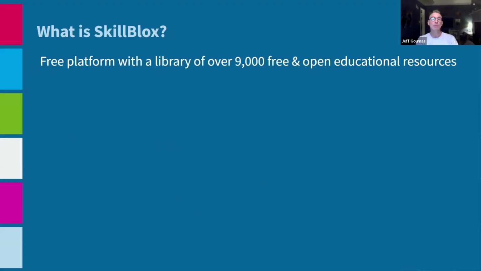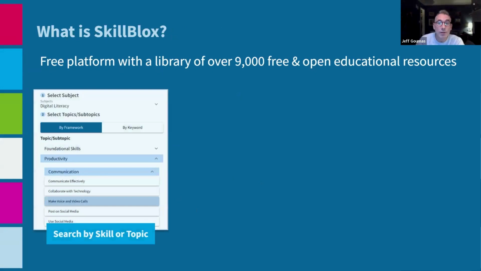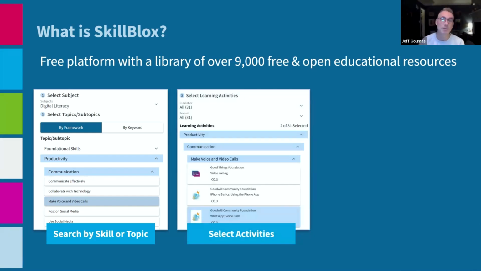As I just said, SkillBlox is a platform of over 9,000 free and open education resources. And the way you use SkillBlox, the way I built what I showed you just a moment ago, is you search by skill or topic for free resources. So topically, if you want to do something like budgeting, you can look up budget or navigate to a skill called budget within the financial literacy framework and find all of the resources in SkillBlox that align to that particular topic. And then you can select from those learning activities the ones that you want to put into a block that I just shared.